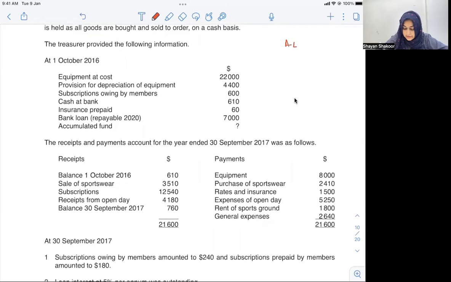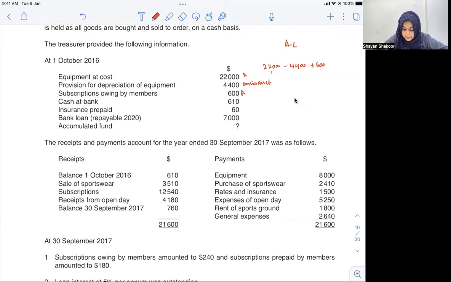And here the assets are 22,000 is the cost of equipment. It's an asset. The depreciation here is a contra asset. A contra asset reduces the value of the asset, so you need to subtract 4,400. Subscription owing by members. So we've given the service and we haven't received the money. So this is an asset. We'll receive the money in future. So you need to add this 600.